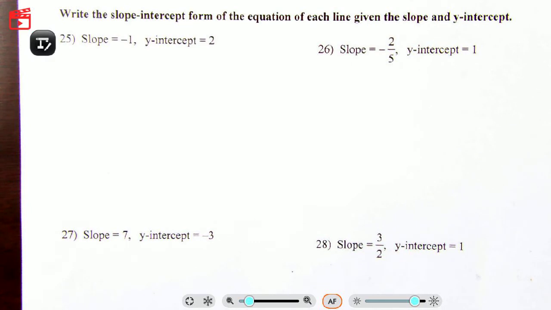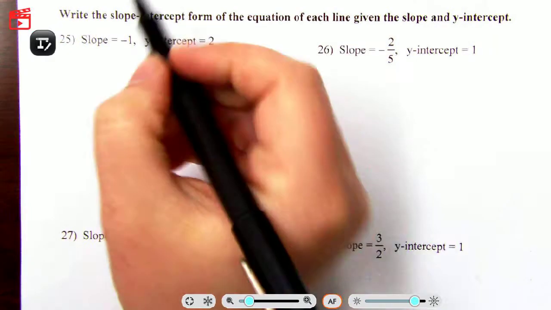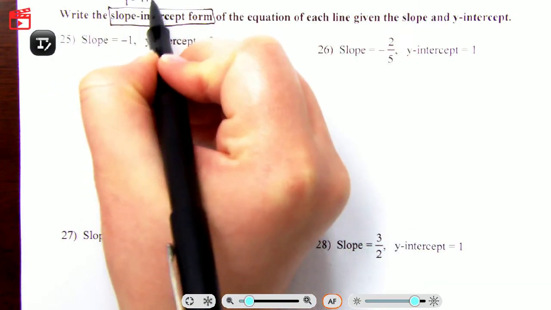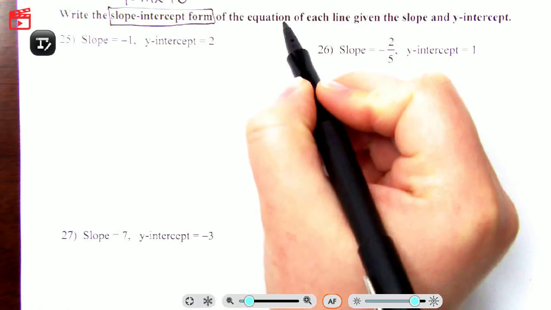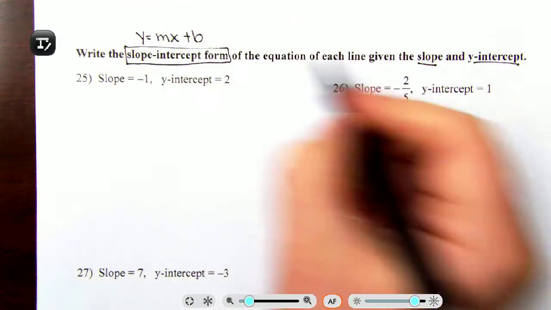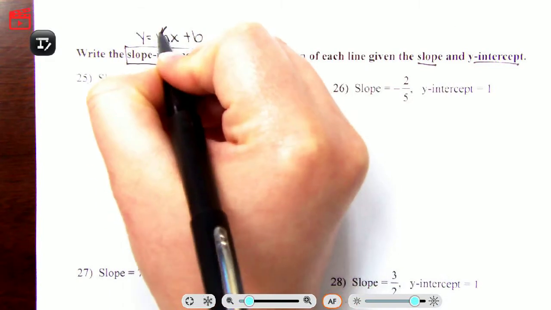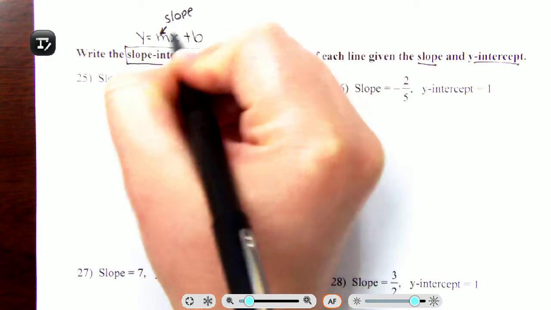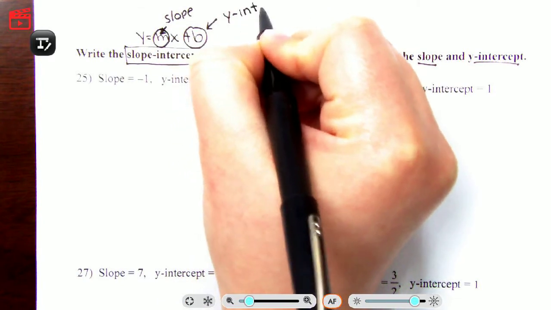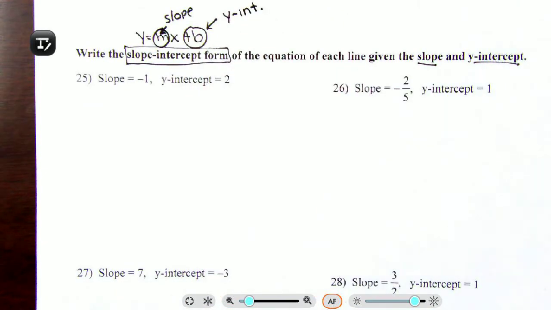It says write the slope-intercept form. Keyword, I'm going to stop there. I'm going to write what that is: y equals mx plus b of the equation of each given line given the slope and y-intercept. So here it is. We know that m is our slope. We know that plus b is our y-intercept. So it's asking us to write a line, and they give us all of the information that we need.